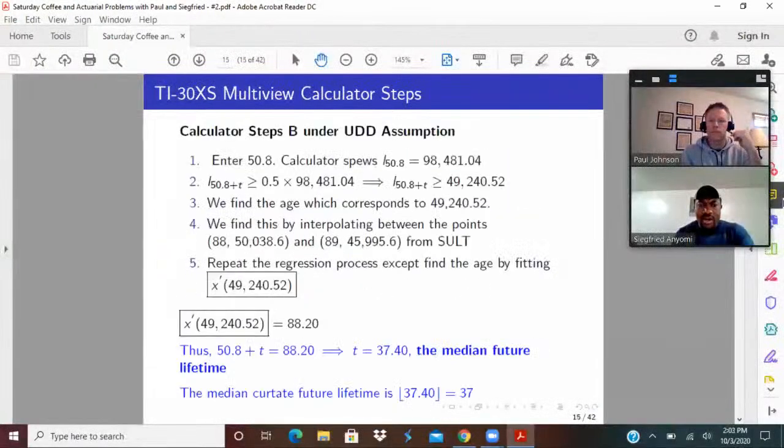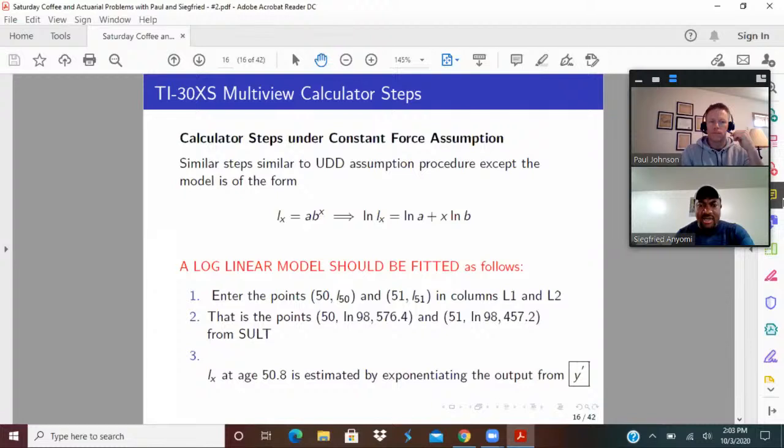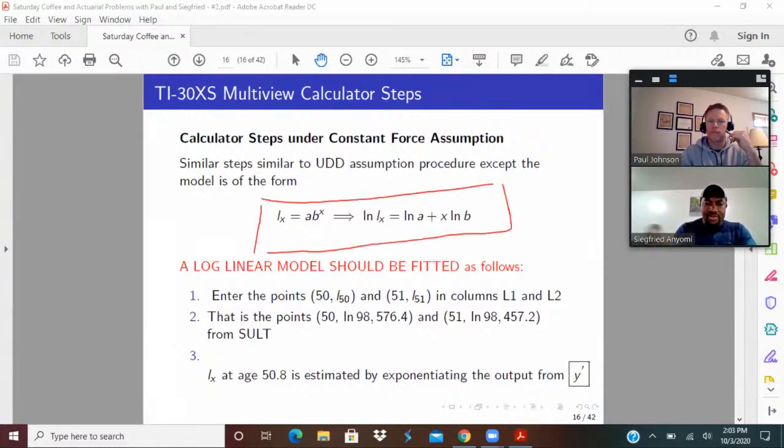So with a constant force, I guess I need to just annotate. Okay, here is the model for the constant force. The constant force is nothing but a geometric model. So we have L sub x equal to a times b to the power x. In order to fit a linear model, we just need to take the natural logarithm of both sides. And once we do that, we should be able to utilize the same process as in the UDD case in order to fit the linear model.